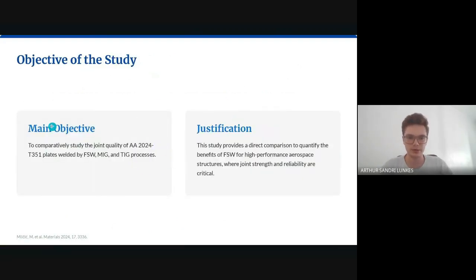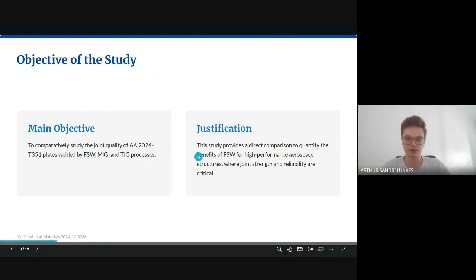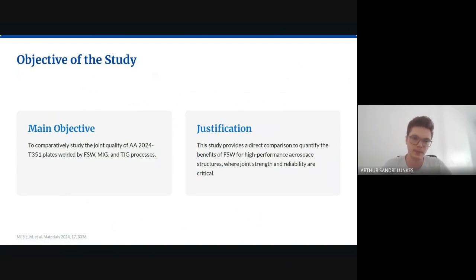To introduce the main objective: the objective of the article is to compare the friction stir welding and the MIG and TIG processes. Here is the material that will be used in these sheets. The justification is that if we can produce better structures, better automotive and aerospace, aeronautic products with high security, we can produce better products. So if we can study everything and develop new technologies, we can improve our technology and our science.